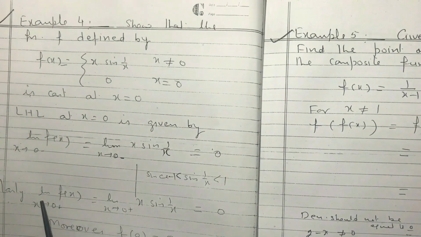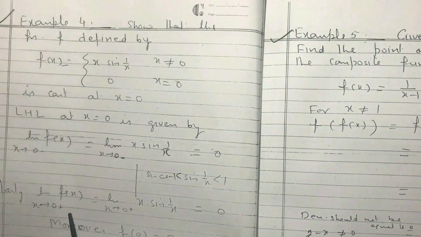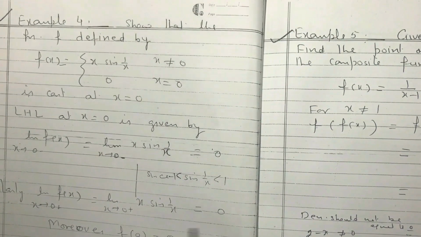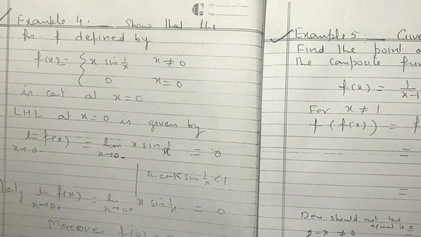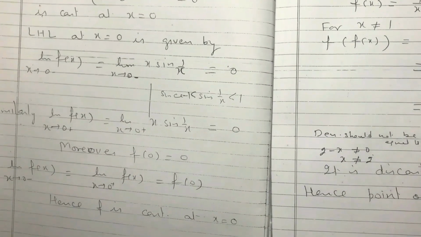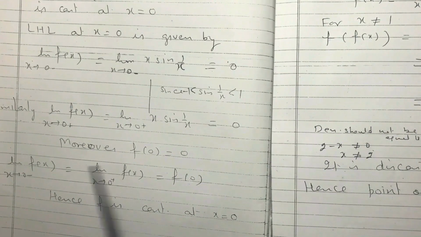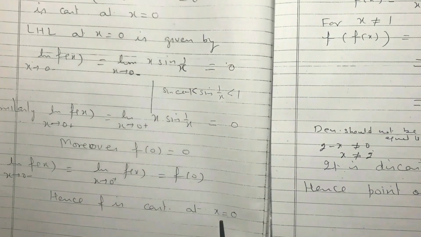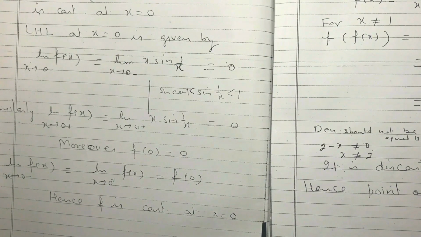Similarly, the right hand limit of f(x) as x tends to 0 plus is equal to the limit of x sine 1 by x as x tends to 0 plus, which is again 0. Moreover, f(0) is 0. So the left hand limit is equal to the right hand limit is equal to f(0). Hence f is continuous at x is equal to 0.